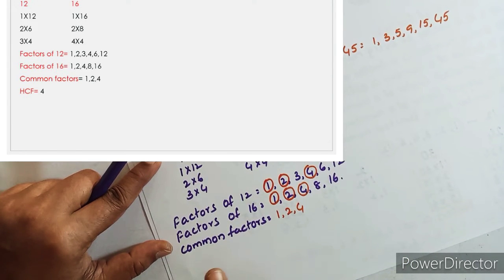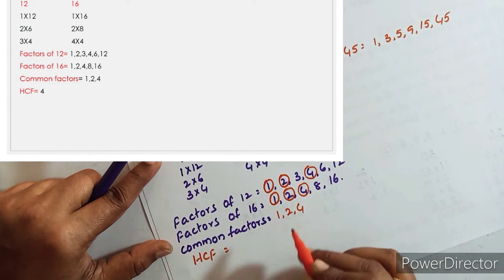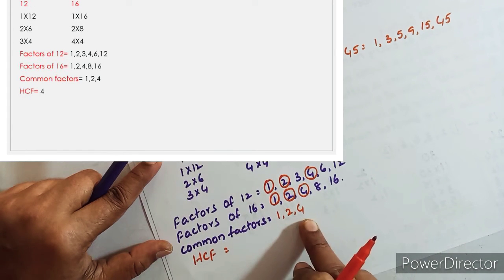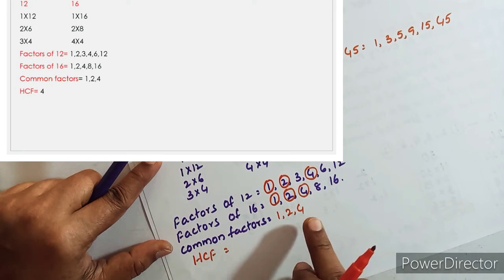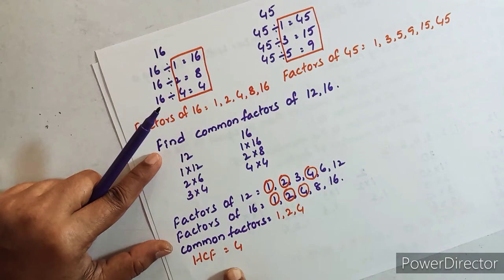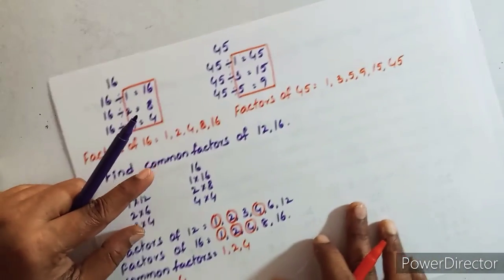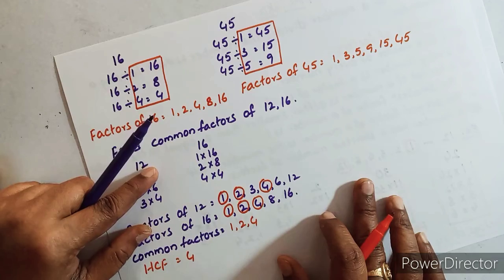By using this, you can write even the highest common factor, which is also called as HCF. In these all common factors, which is the biggest number? That means the greatest number? 4. So 4 is called the HCF of 12 and 16. So this way you can find the HCF of the given two numbers.